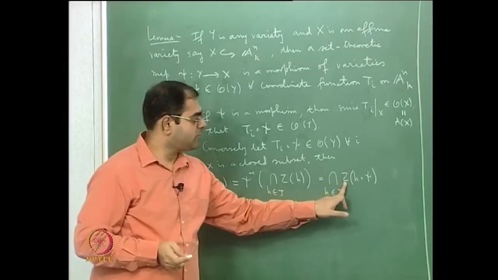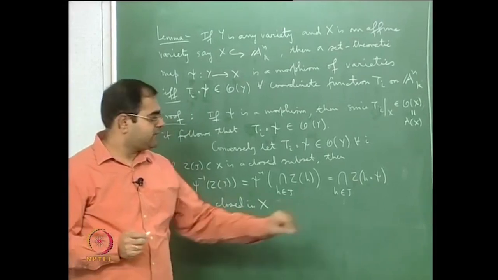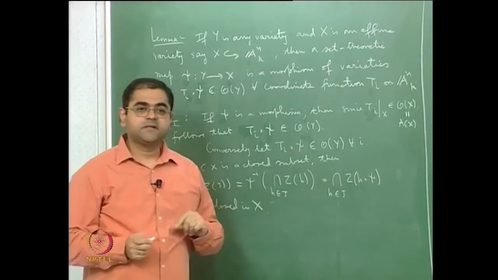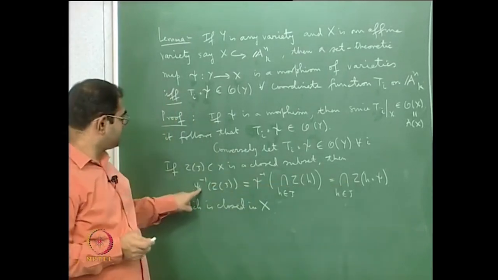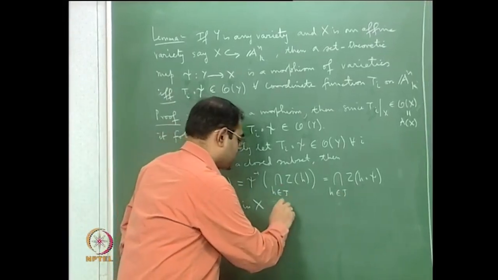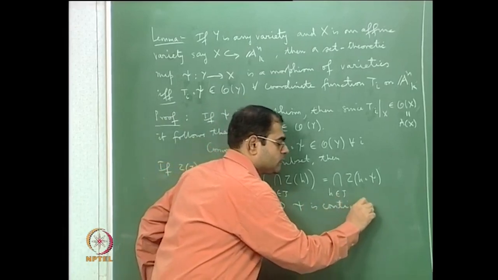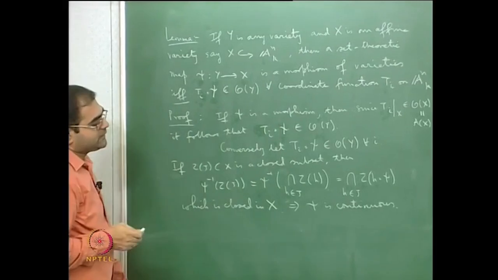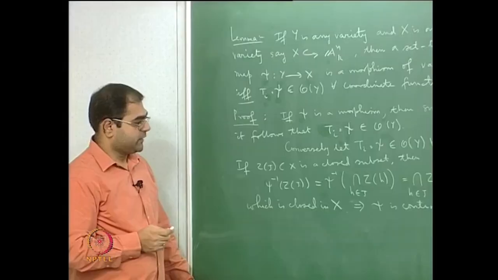The zero set of a single regular function is a closed subset, and an arbitrary intersection of closed sets is again a closed subset. Therefore, this is a closed set. So what I have proved is that the inverse image under psi of a closed set is a closed set. So this implies that psi is continuous. Now the only other property that I have to check in order to ensure that psi is a morphism is that it pulls back regular functions to regular functions.